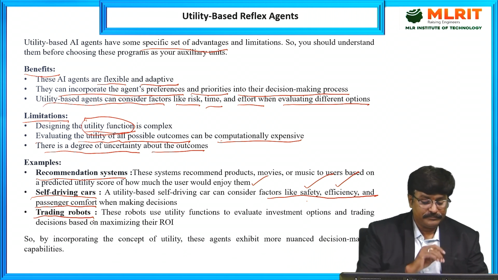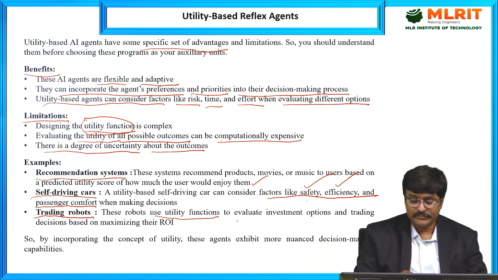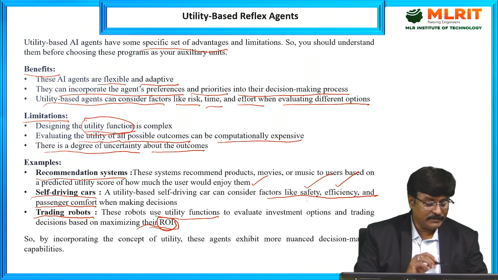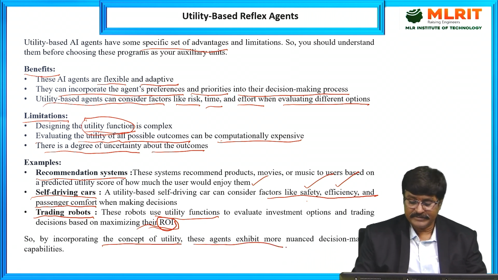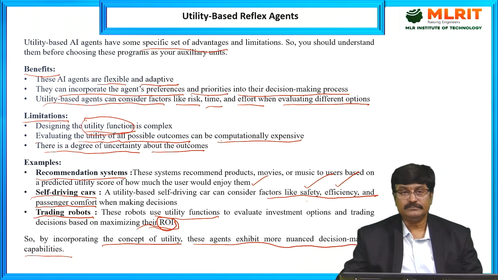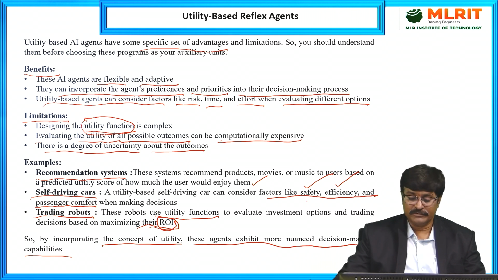Trading robots. These robots use utility functions to evaluate investment options and trading decisions based on maximizing their return on investment. Return on investment is the priority. Trading may be anything, for example in the stock market, where you have to get high returns. So by incorporating the concept of utility, these agents exhibit more nuanced decision-making capabilities. This is utility: it is more flexible, but there is more complexity also.